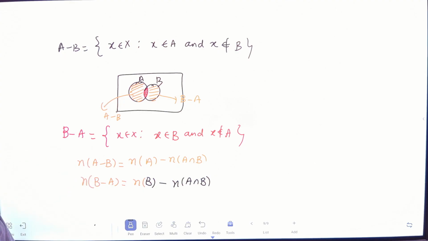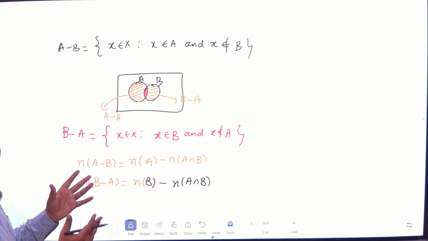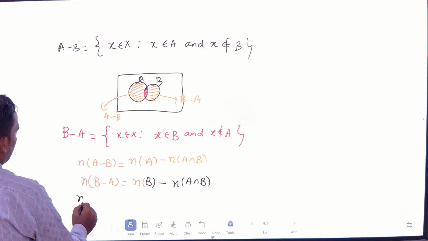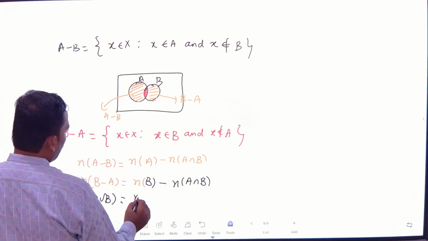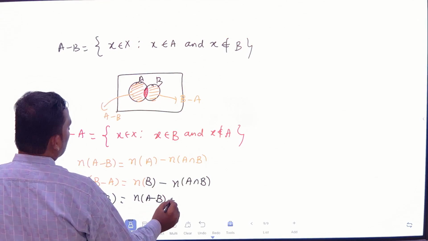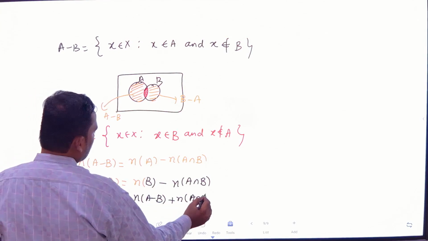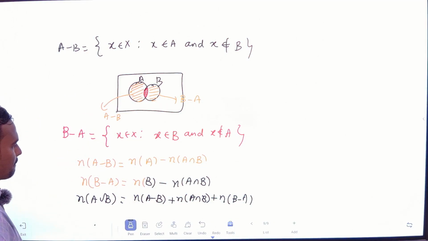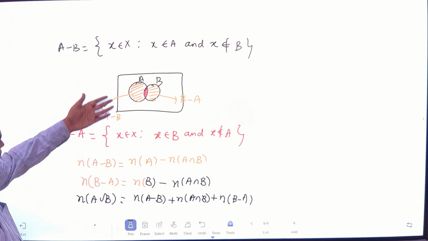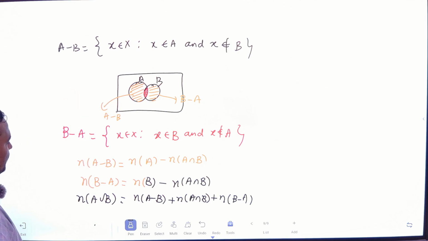Another way to write it: you can see A union B. How to write n of A union B on this screen? n of A minus B plus n of A intersection B plus n of B minus A, we can also write. Clear? Okay, I hope everyone understood, right? Everything you can see on the screen.